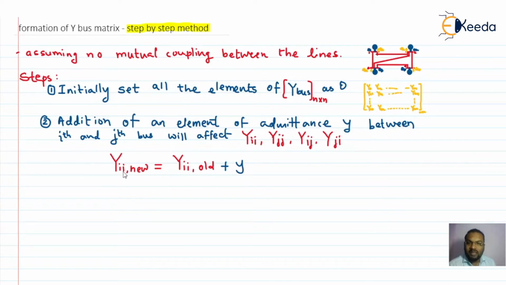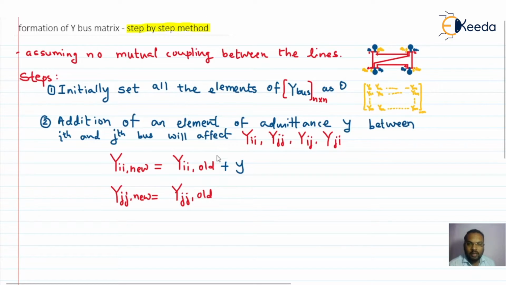Okay, if it is yii entry, similarly yjj. yjj new will be, of course, the same: yjj old plus y. Okay, this is how it will affect these two entries.